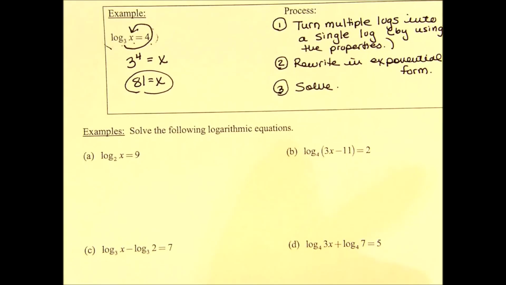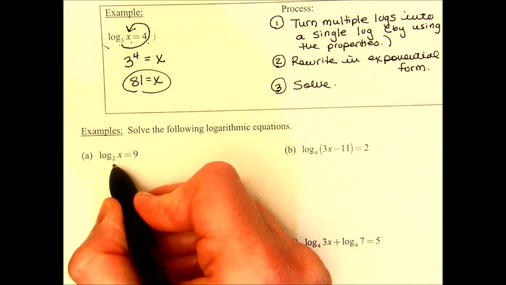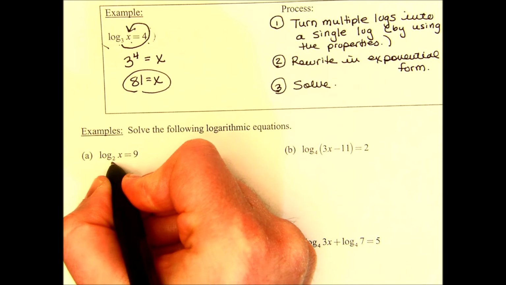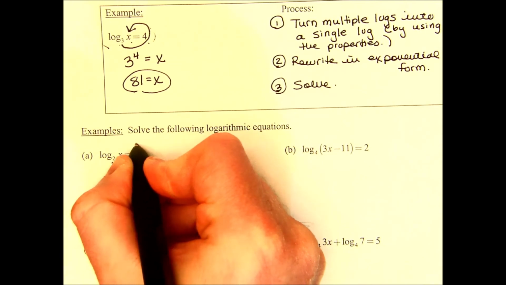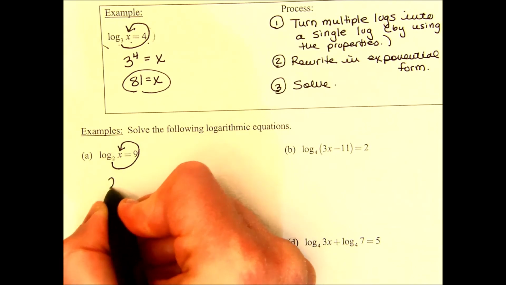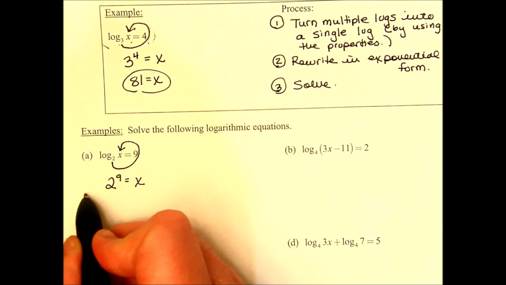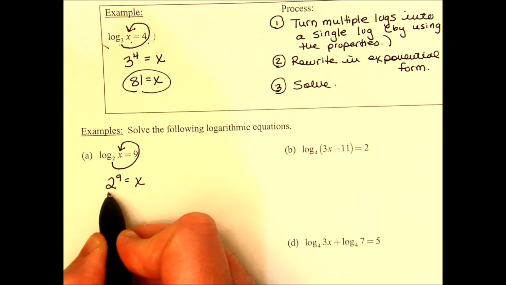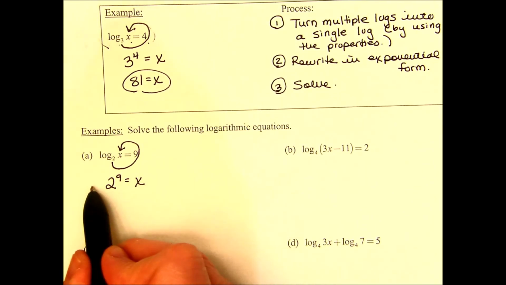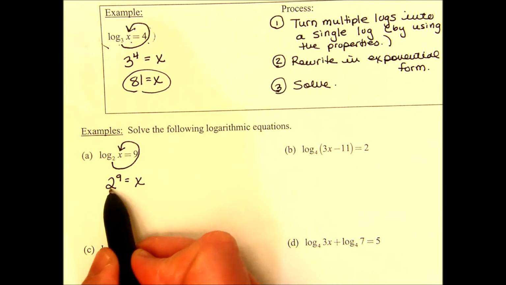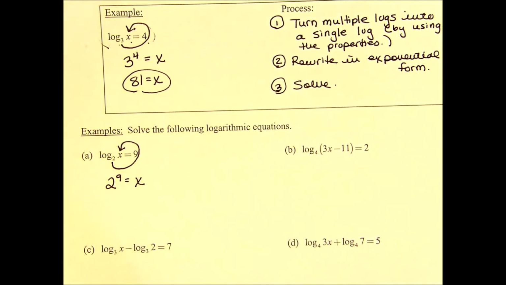Letter A. I have log base 2 of x equals 9. I'm going to put that into exponential form, and I'm going to say 2 raised to the 9th equals x. Make sure when you're doing this in exponential form, you no longer have any logs written there. It's actually a very common mistake to say log base 2 of 9 equals x. No, that's not the case at all here. It's 2 raised to the 9th power, no logarithms, equals x.